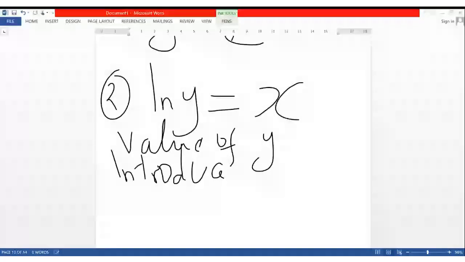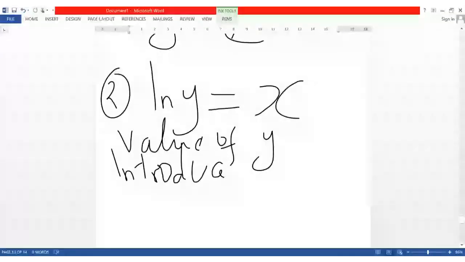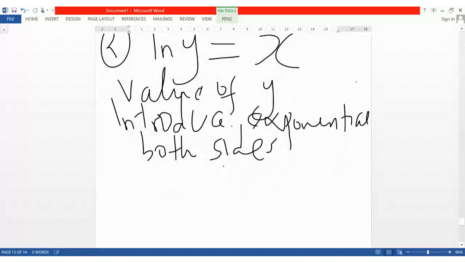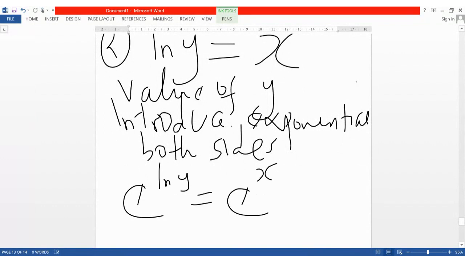The recording, at least for a person who was following. Introduce exponential both sides. So if I introduce exponential both sides, I'll have e^(ln y) equals e^x. Now we said that when you have exponential of ln y, you remain with y. On this side you cannot simplify, so you end up with that. Final one.